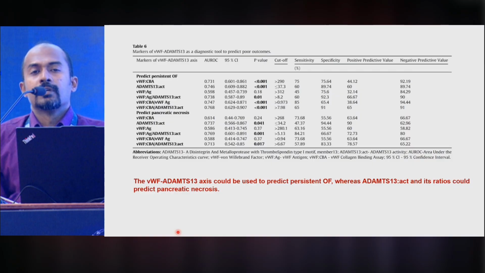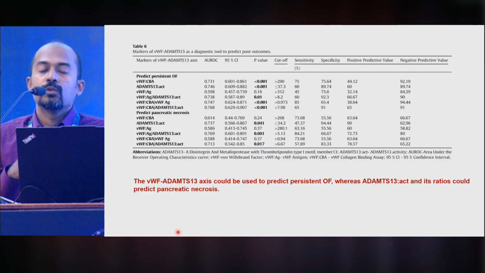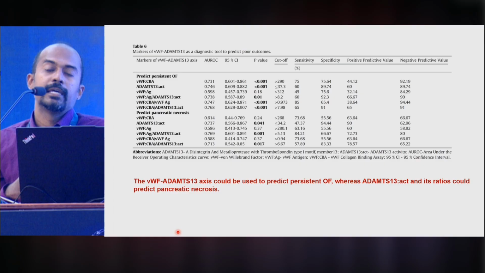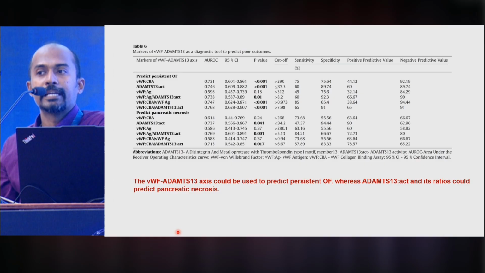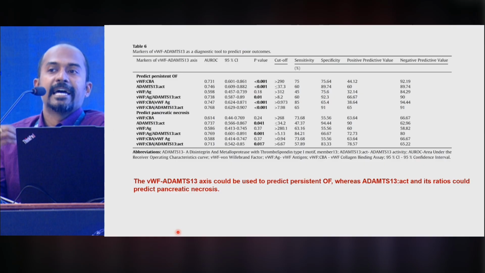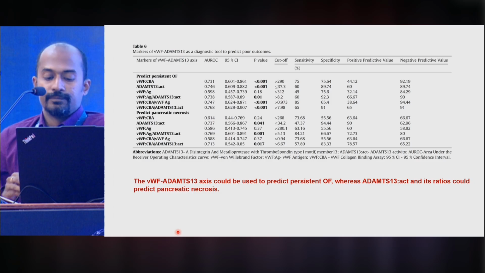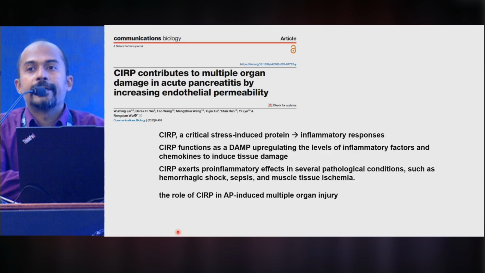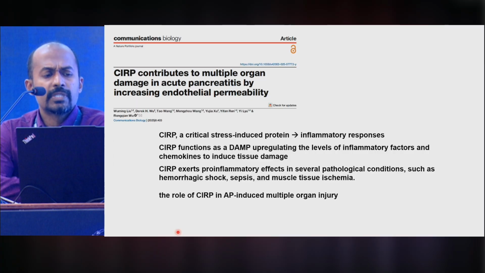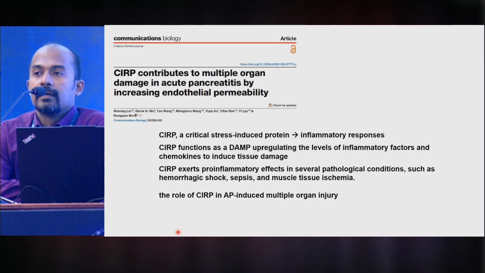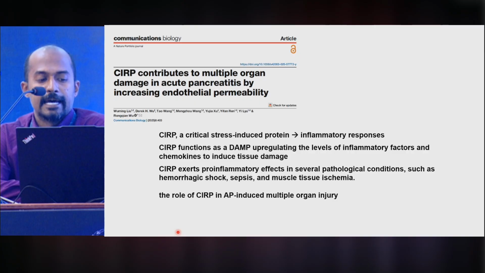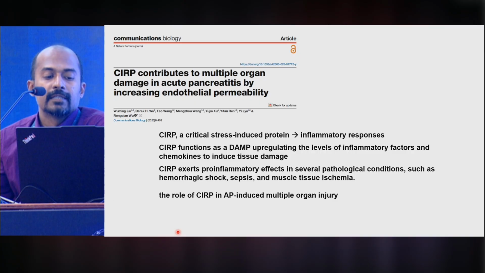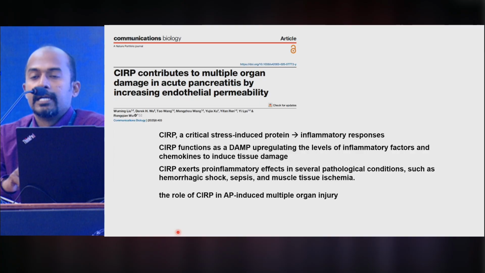This is one approach. Many groups across the world are trying to link inflammation and endothelium by taking inflammatory markers and exploring them in animal models also. So quickly I'll go through two studies. One is a recent study where they tried to use CARP protein. Now, CARP is a critical stress-induced protein in inflammatory responses. It functions as a DAMP, and it has been observed in other conditions like shock, sepsis, etc. The role of CARP in AP-induced multiple organ injury is what this group tried to study.